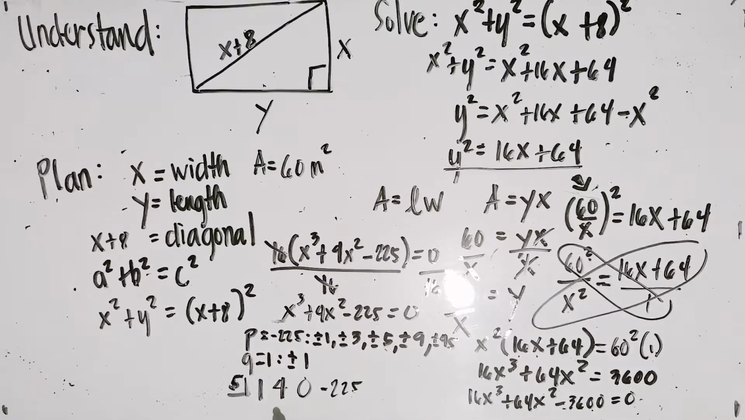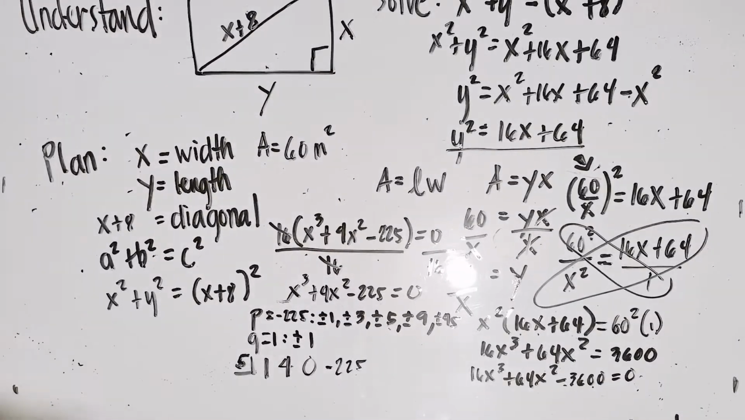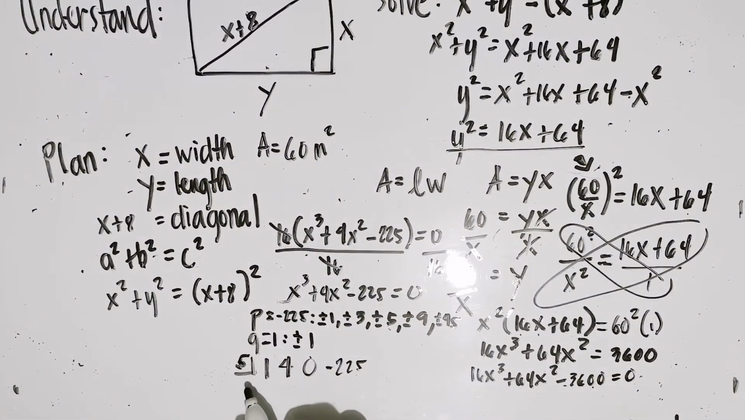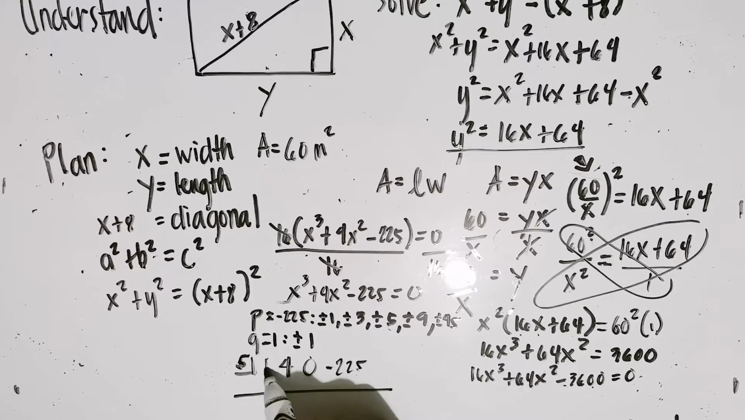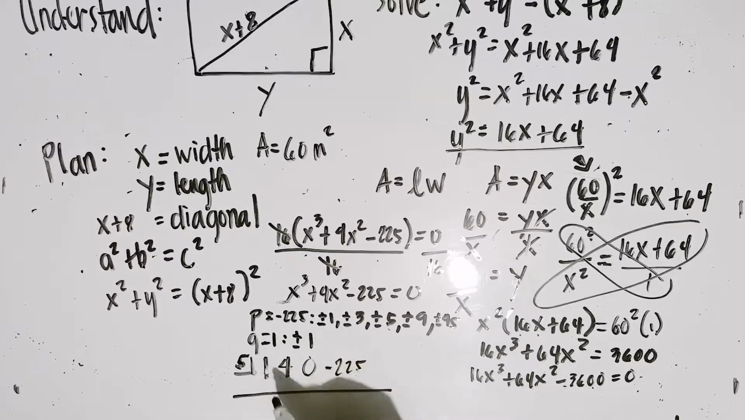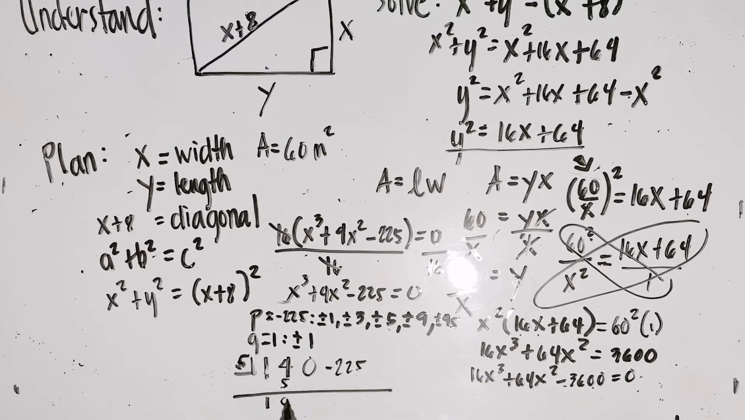Next, we will do the synthetic division. So let me first move this one higher. Okay. So for the synthetic division, the first step is bring down the first number. 1, bring down. 5 times 1 is 5. And write that one below the next number. Next, 4 plus 5 is 9. Next, 5 times 9 is 45.